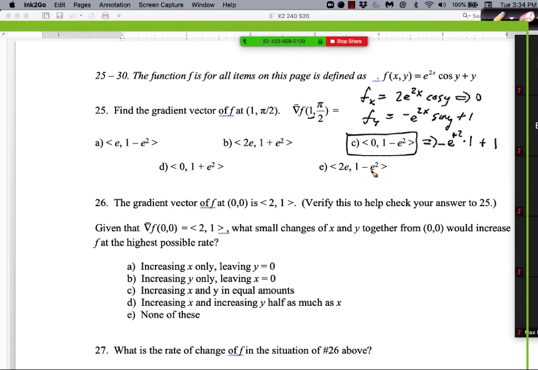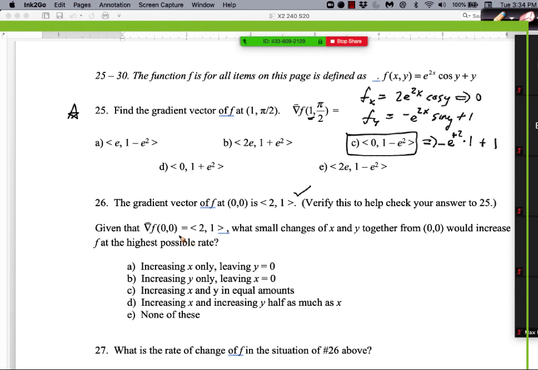Oh, this was a core question. This 17 was, or 25 was another core question. The gradient is finding the partial derivatives, plugging in your x and y. And so then you get 0, 1 minus e squared. Okay, and so then you can verify that at 0, 0, for the next question, you get 2, 1. So you plug in 0, you get 2, and 0 will give 1, right? So that's check.